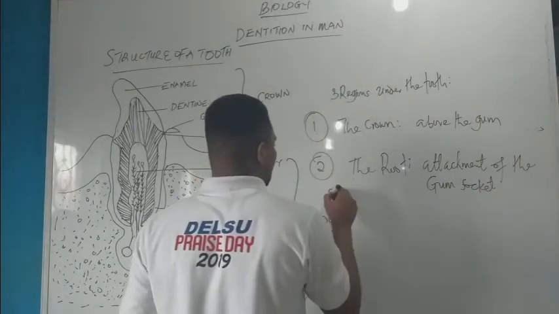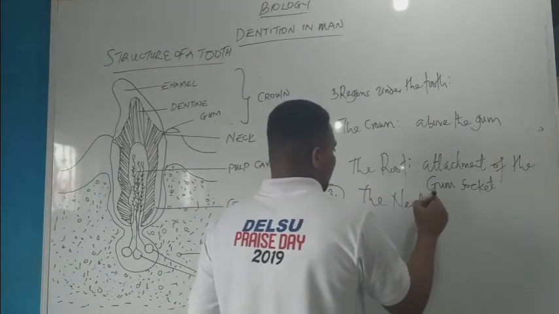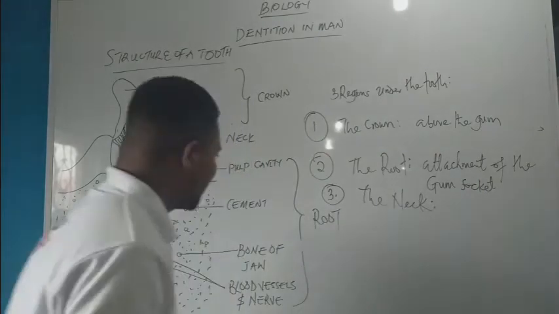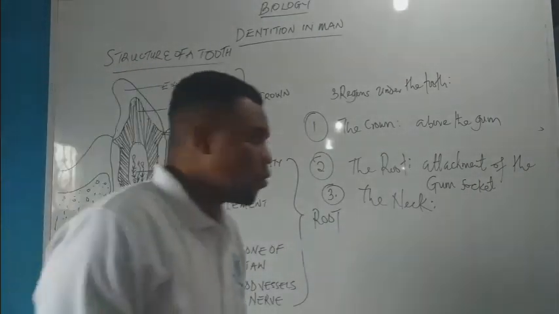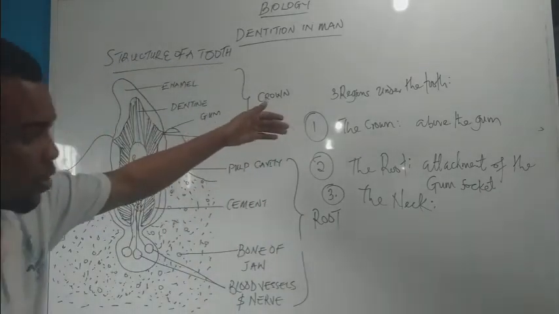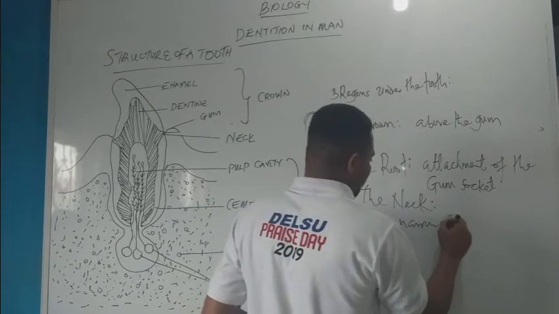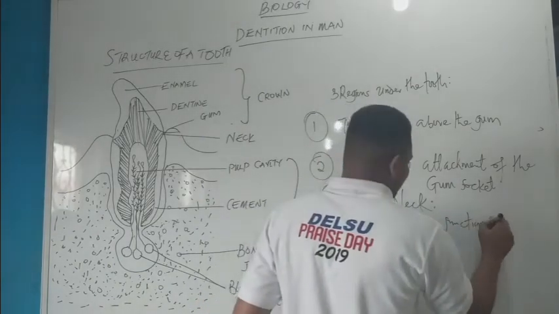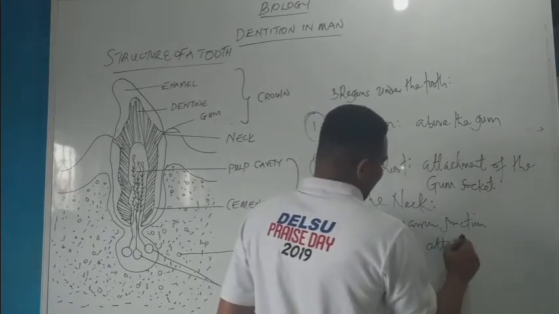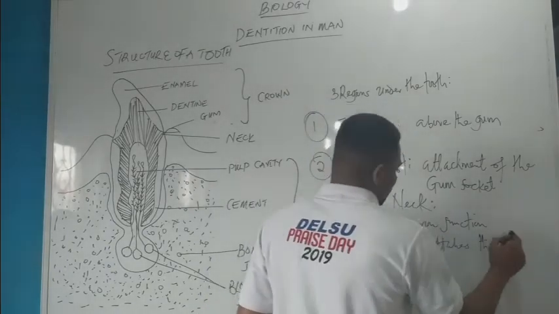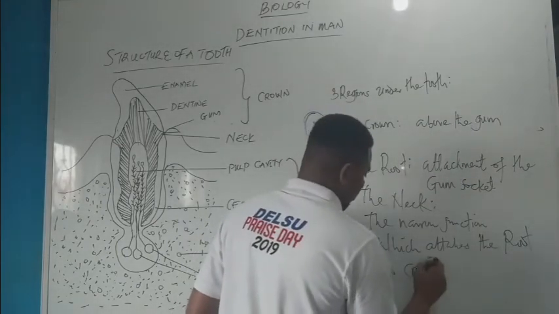Now, the last one is the neck. The neck is a narrow junction. Look at it here. The narrow junction which attaches the crown and the root, the roots to the crown, or the crown to the roots.